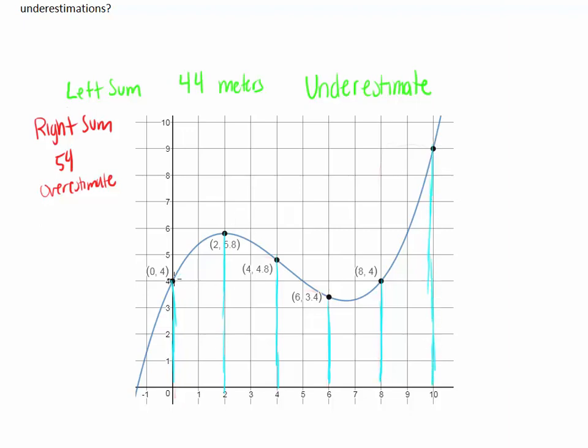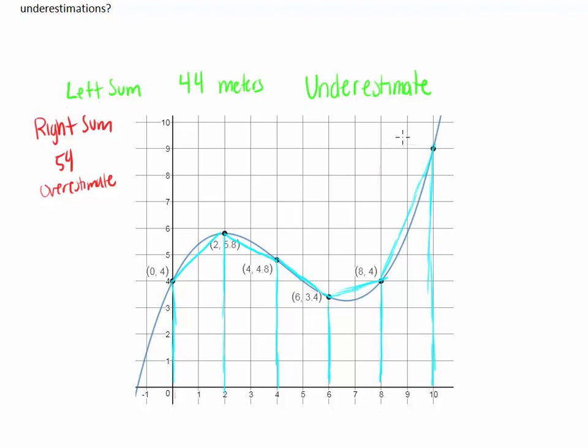And let's see, this first trapezoid, when we connect these dots, that is going to be an underestimation, as is the next one. This third one, it's kind of hard to tell. It's pretty close. I think ultimately, though, it's probably going to be an overestimation. It's kind of hard to tell, though. This one is definitely an overestimation, and this one's definitely an overestimation.